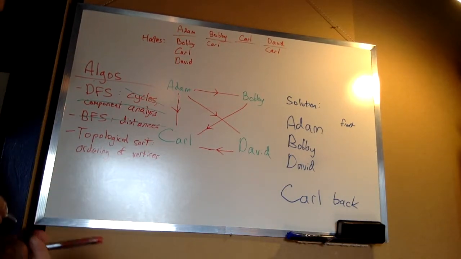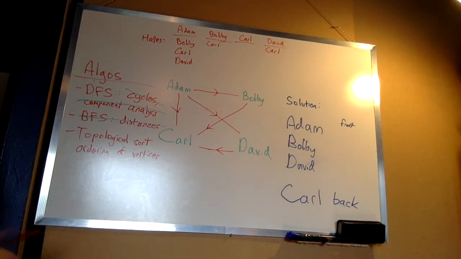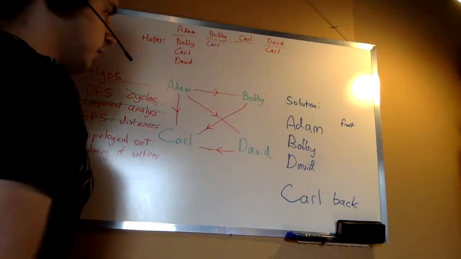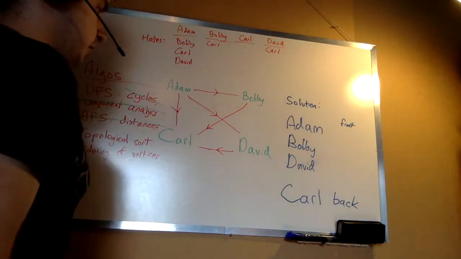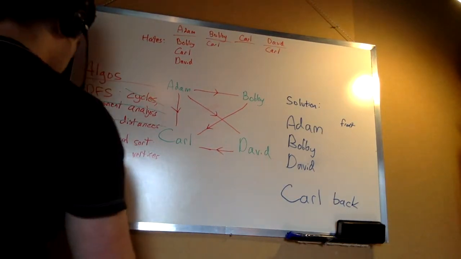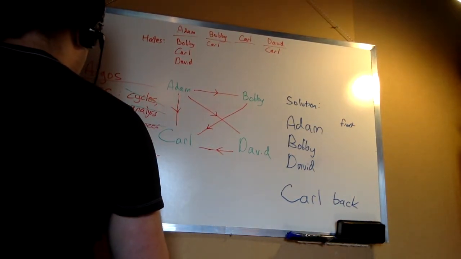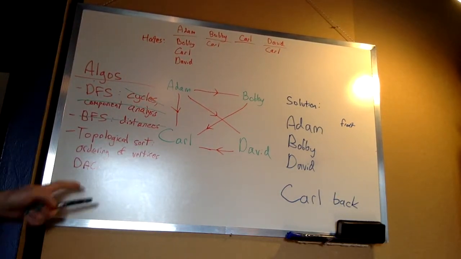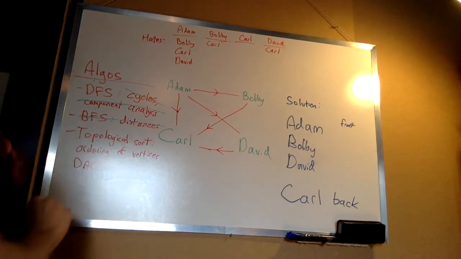But topological sort, this one's interesting. So what does topological sort do? Well, given a graph, it gives us an ordering of those vertices. What do we have here? Oh, and one other constraint here is it only works on DAGs, so directed acyclic graphs. We'll get to that in a moment, though. So let's just forget about the DAG for now.